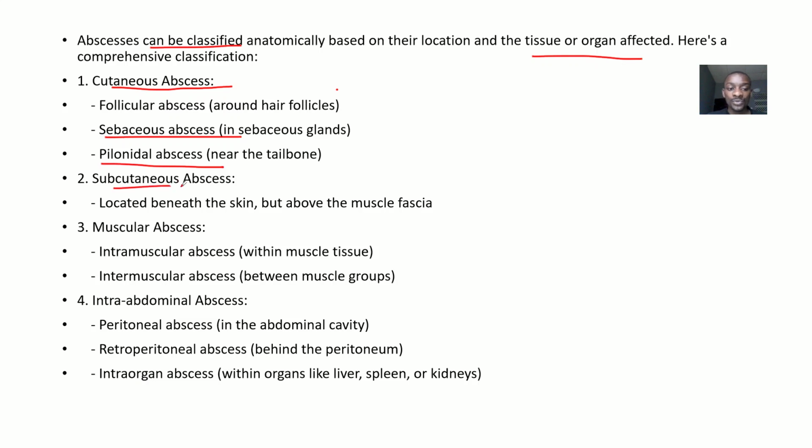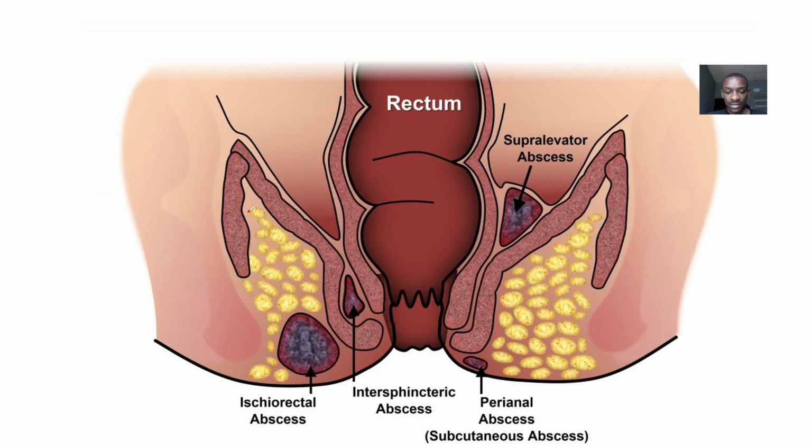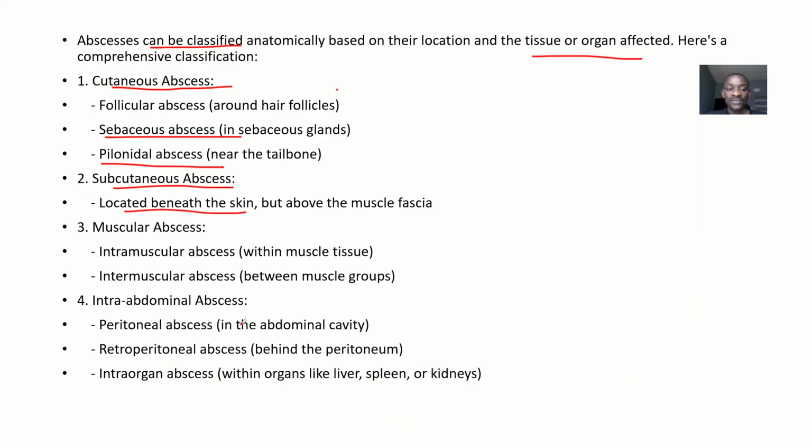Then we have the subcutaneous abscess. Anything with "sub" means just beneath. Cutaneous is skin, so subcutaneous abscesses are just beneath the skin. These are located beneath the skin but above the muscle, so in between the skin and the muscles. Then we have the muscular abscess. These could be intramuscular, that's within the muscle tissue, or intermuscular, which is between muscle groups.